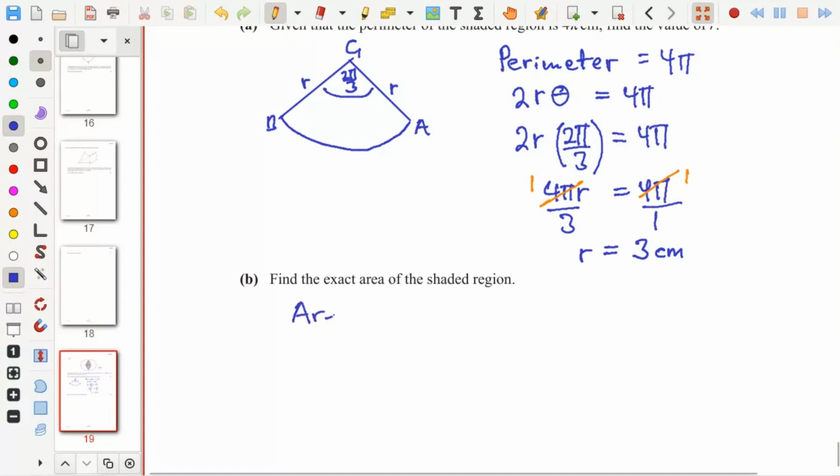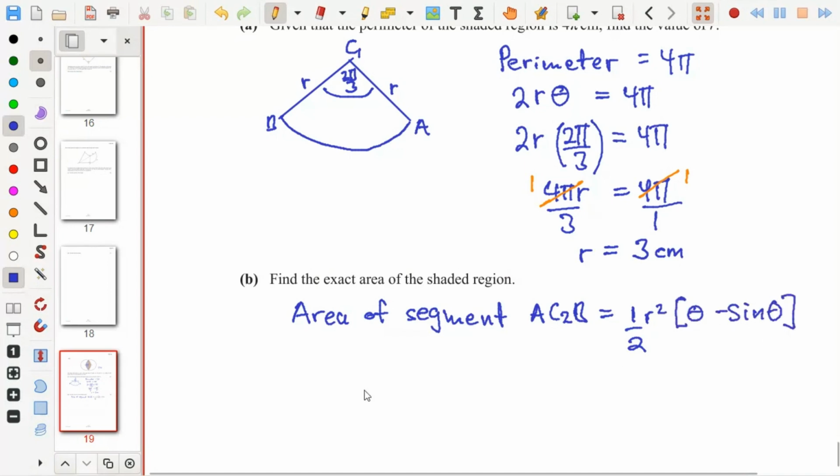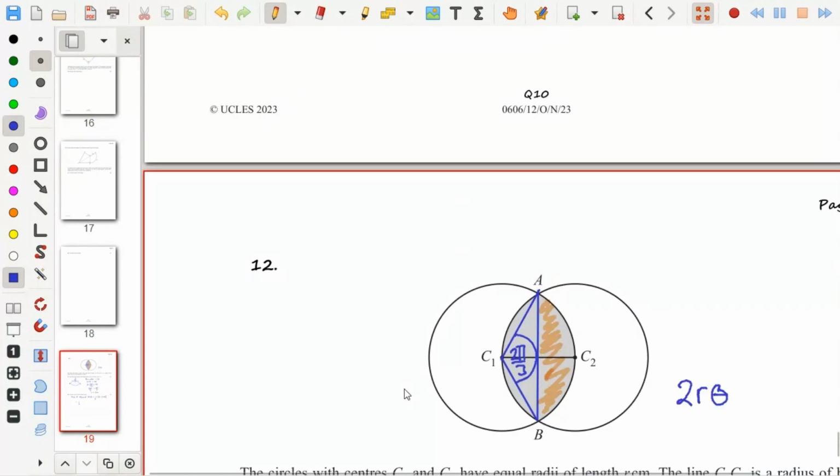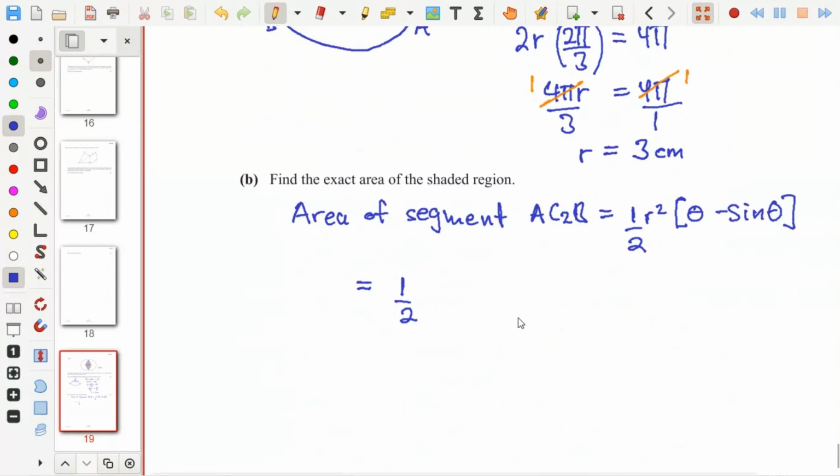So area of segment A, C to B. You know, segment is given by this formula. What is your radius? Your radius is 3.